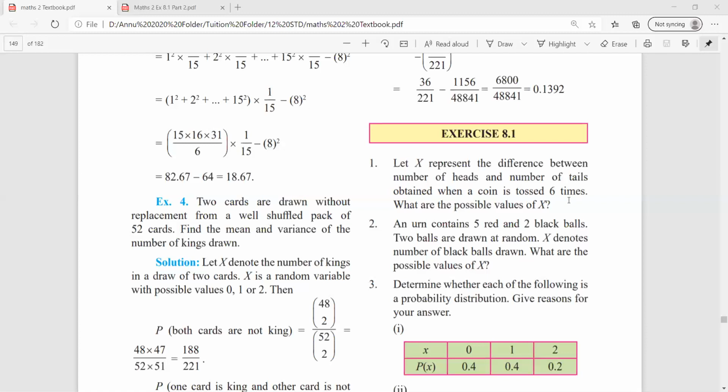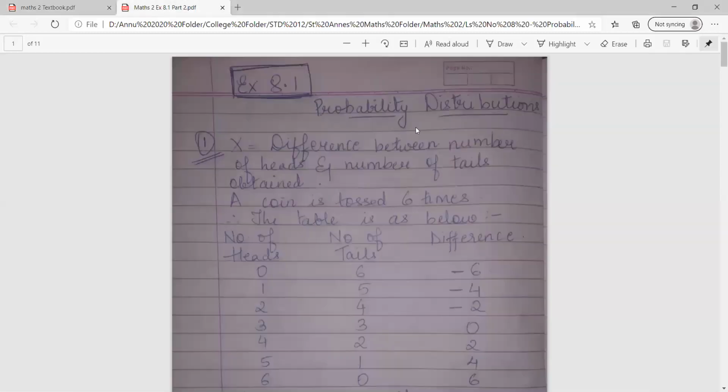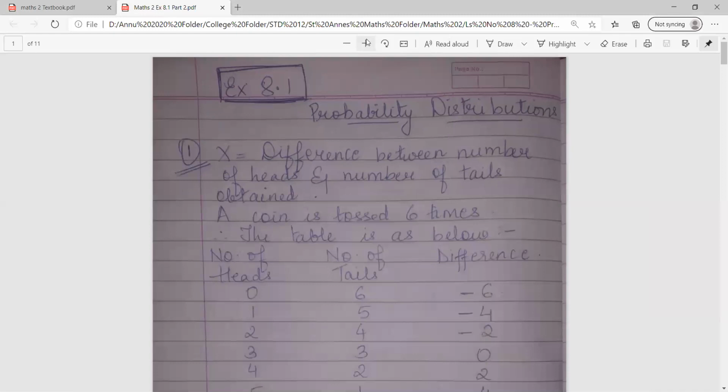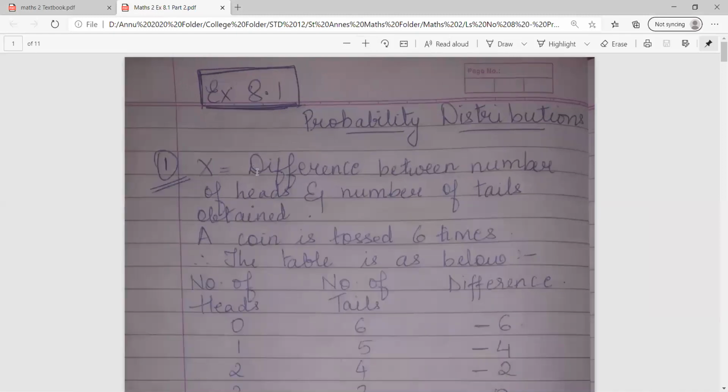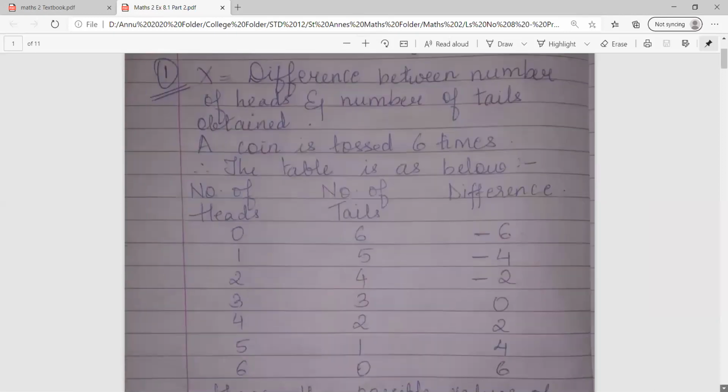So when you are tossing a coin, class, there is a possibility एक बार head आए, या there is a possibility एक बार भी head नहीं आए, और in place of एक बार 6 बार heads आए. That's also the possibility. The same is applicable with tails as well. So here's the solution. Pay attention. Let x be the difference between number of heads and number of tails which are obtained when a coin is tossed 6 times. So in the following manner, the table can be obtained.